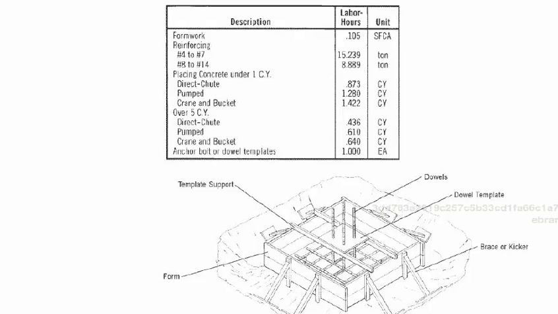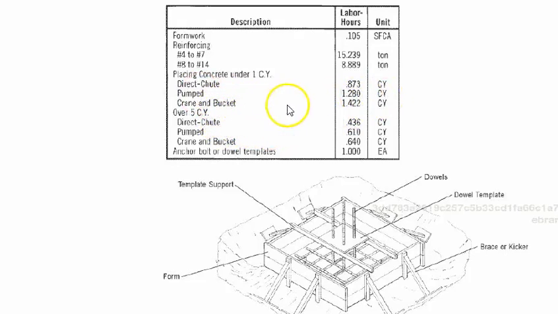And just like we looked at the table a couple minutes ago, here's a table that talks about the amount of labor hours and the unit type or units that you use for different types of activity. For example, placing concrete by direct chute method coming right out of the truck, 0.873 hours per cubic yard. Or if you're going to pump it, 1.28 hours per cubic yard.